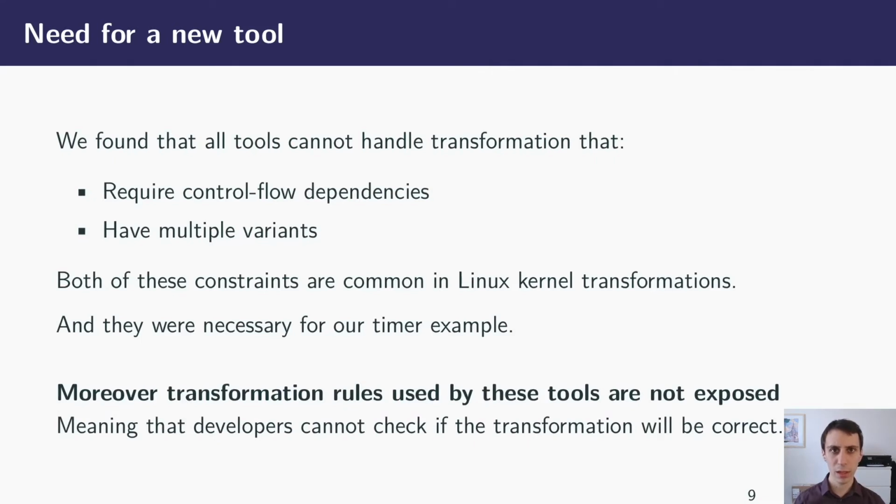Moreover, the transformation rules that the tools can infer are not exposed to the developers. The developers are simply given the results of the application of the transformation rules of this tool. In this manner, the developers cannot check beforehand if the transformation that will be applied is correct or not, and they cannot fix them if there are small errors in them.